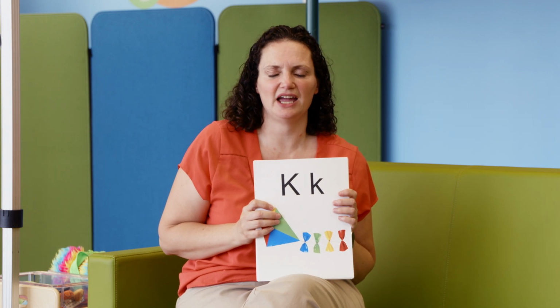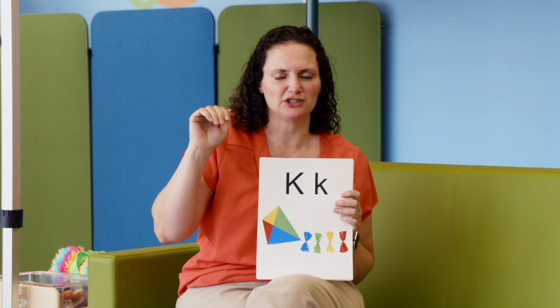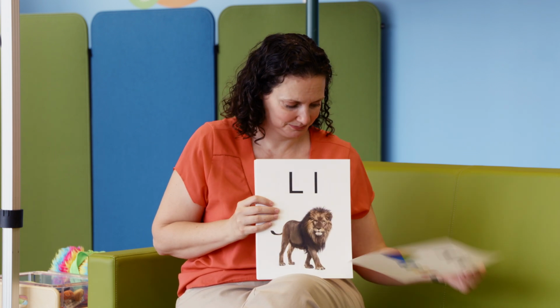The next sound is K, or K. This is the same as the C sound that we made earlier. You take the back of your tongue and back it up against the velum. K, K, K, with your vocal folds off.